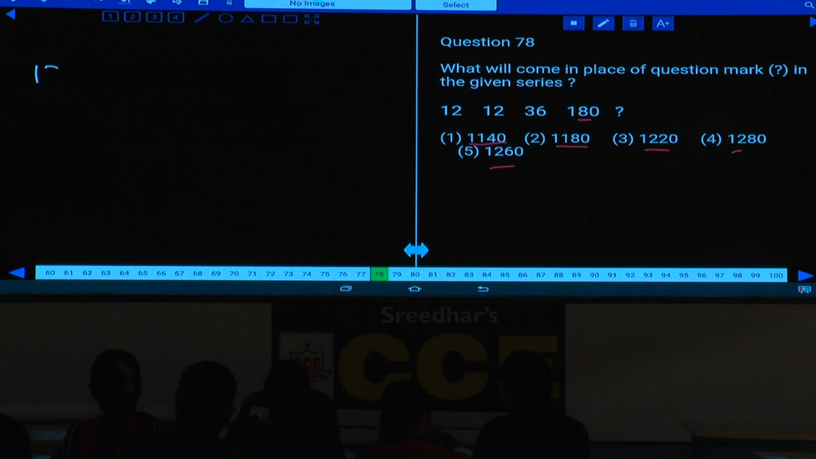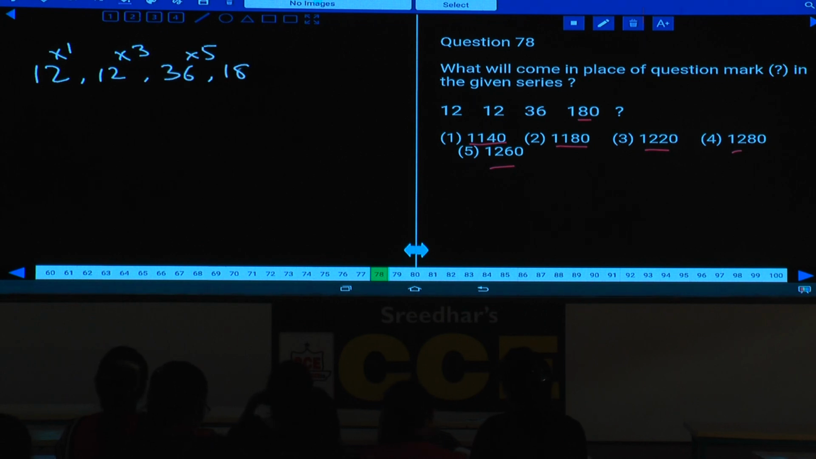Now 12 and 12 can be written as 12 into 1 is 12, and 12 and 36 is 12 into 3 is 36, and 36 into 5 is how much? 180. Now check out these numbers, 1, 3, 5, 7 are odd numbers. Next odd number is 7, and 180 into 7. Yes, what is your answer here? 180 into 7 will be 1260, isn't it? 1260, that is choice 5.